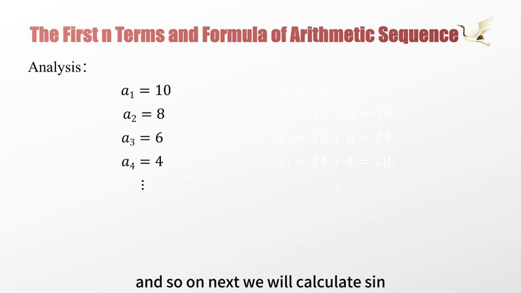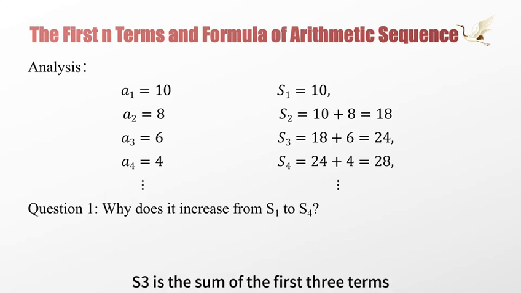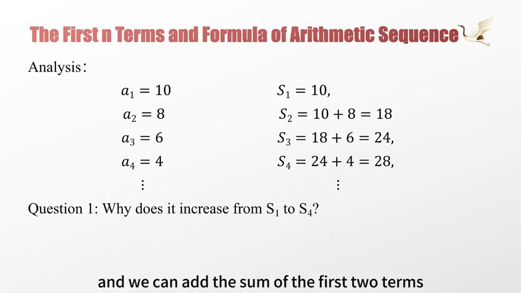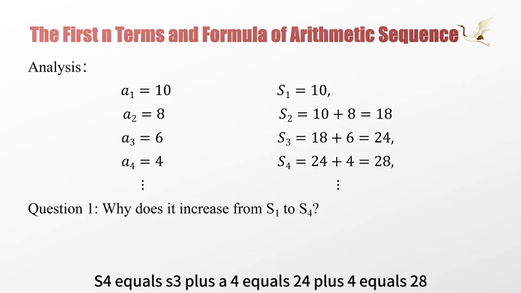Next, we will calculate S_n. S1 equals a1 equals 10. S2 is the sum of the first 2 terms, which is 10 plus 8 equals 18. S3 is the sum of the first 3 terms, and we can add the third term a3 to the sum of the first 2 terms S2, resulting in 18 plus 6 equals 24. S4 equals S3 plus a4 equals 24 plus 4 equals 28, and so on.